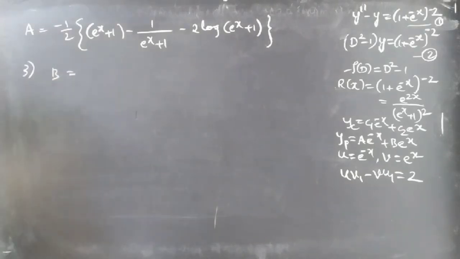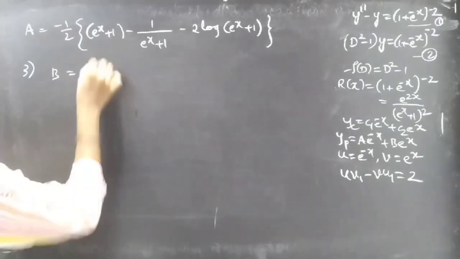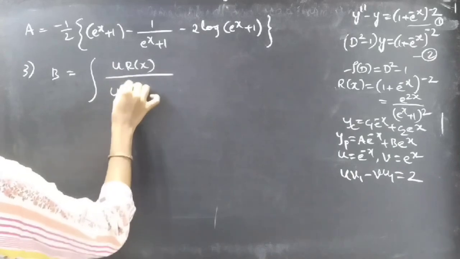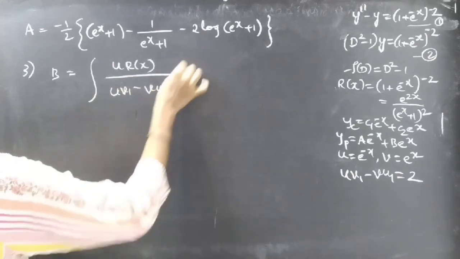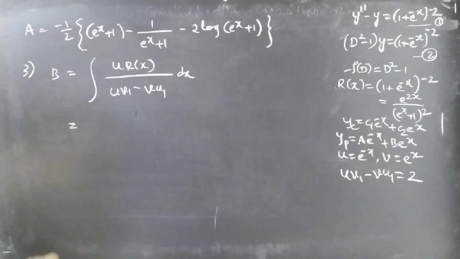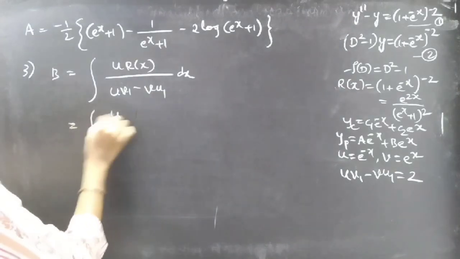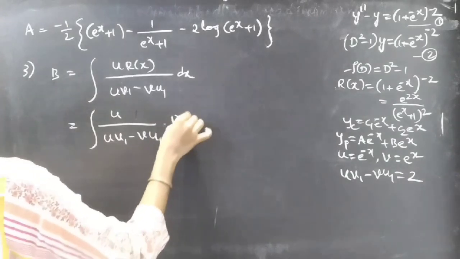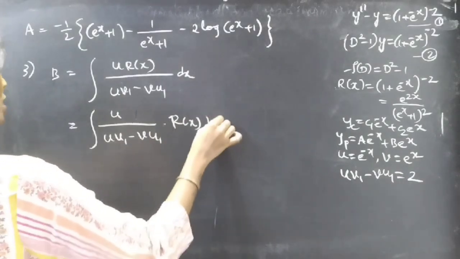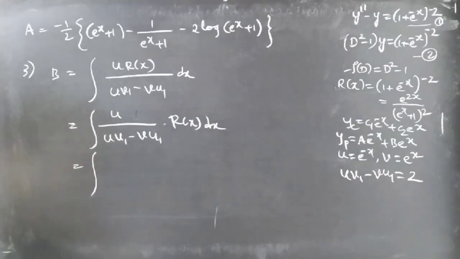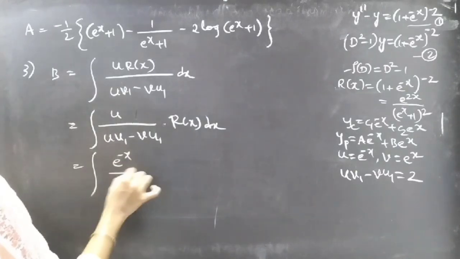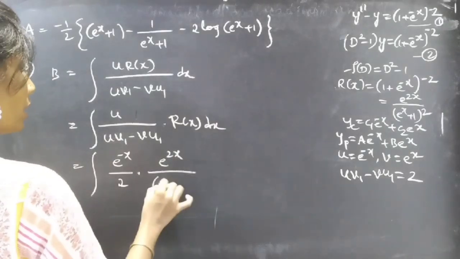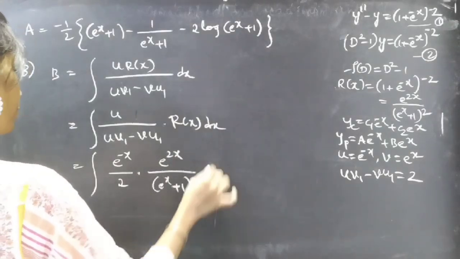B is given by integral u into r of x by u v1 minus v1 into dx, right? Since r of x is a fraction, we'll write the integrand as u by u v1 minus v1 into r of x dx. This gives us u e power minus x by u v1 minus v1 is 2 into r of x is e power 2x by e power x plus 1 whole square into dx.